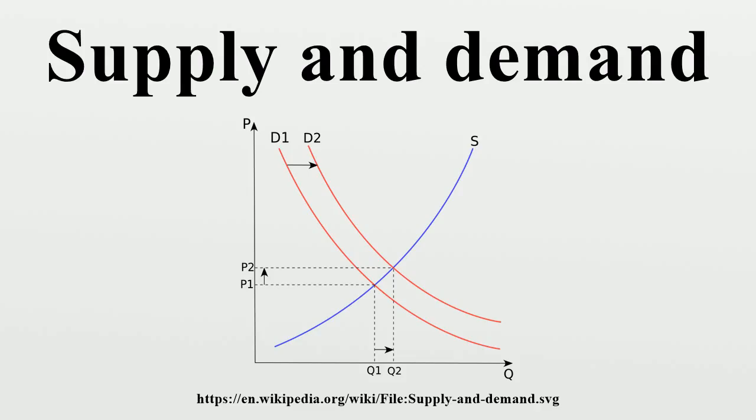Like with supply curves, economists distinguish between the demand curve of an individual and the market demand curve. The market demand curve is obtained by summing the quantities demanded by all consumers at each potential price.